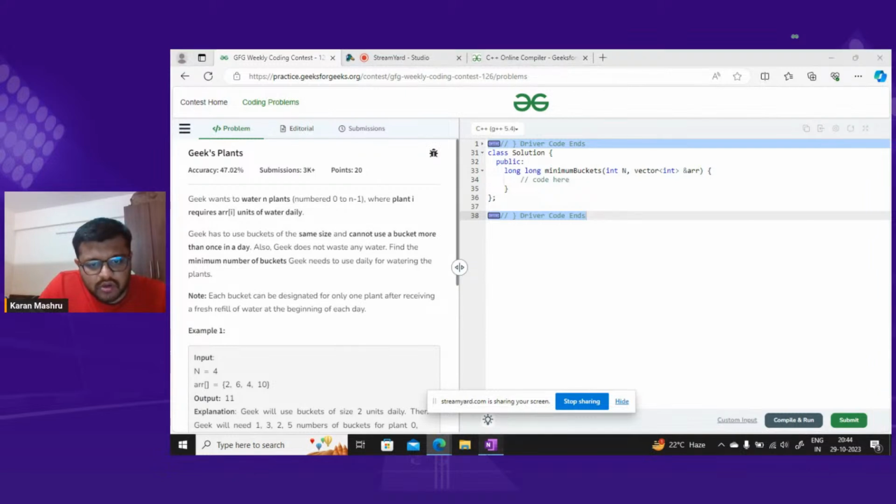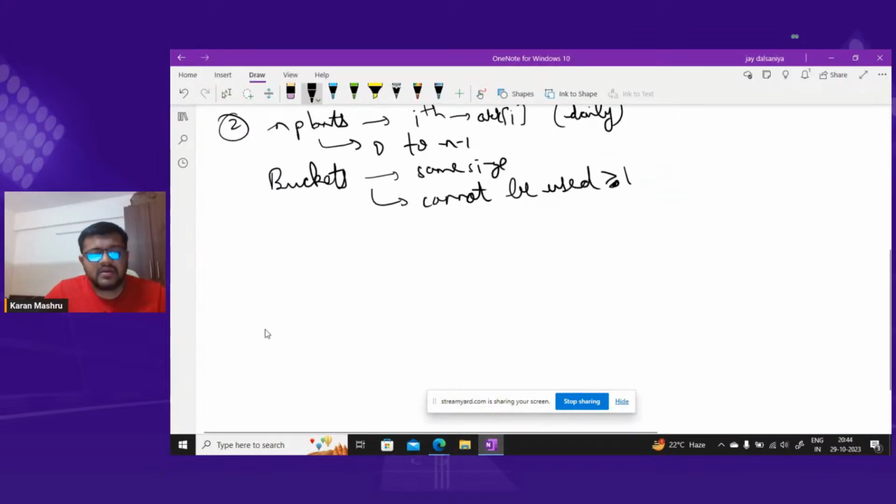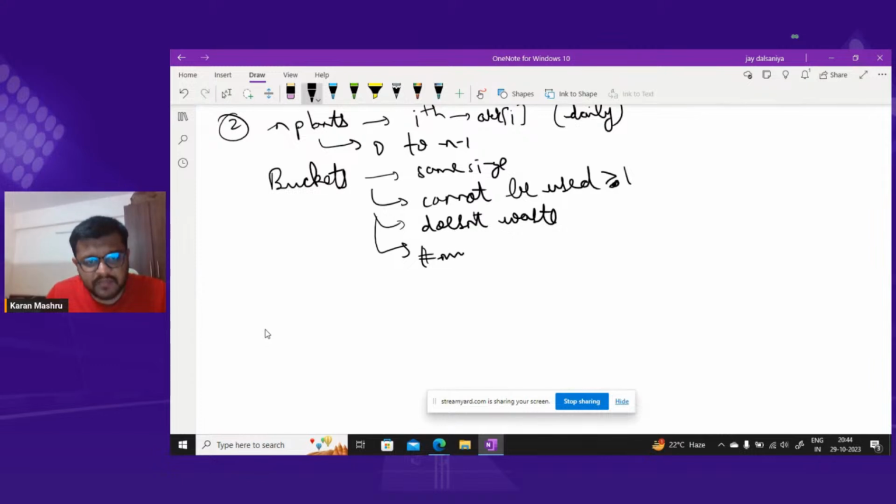So what it is saying is that it also does not waste water. So water should not be wasted, not even a little amount of water. So what is the minimum number of buckets required to water all the plants daily?